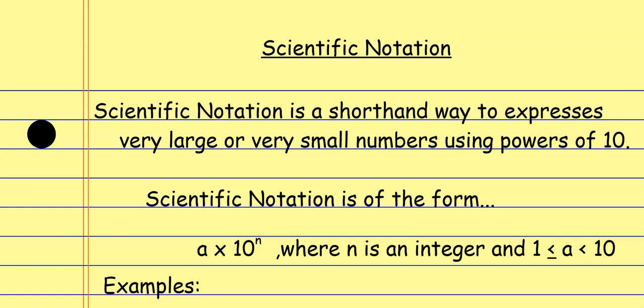where n is some integer, positive or negative, and a has to be greater than or equal to 1, but it has to be less than 10. So it has to be a single digit number with decimals, all right? It cannot be like 0.5. It has to at least hit that 1 mark, and it can't be 10.1. It has to be under that 10 value, so 9 point something would be okay. So we always want a single digit number with decimals if we need them, and then 10 raised to some power, okay?